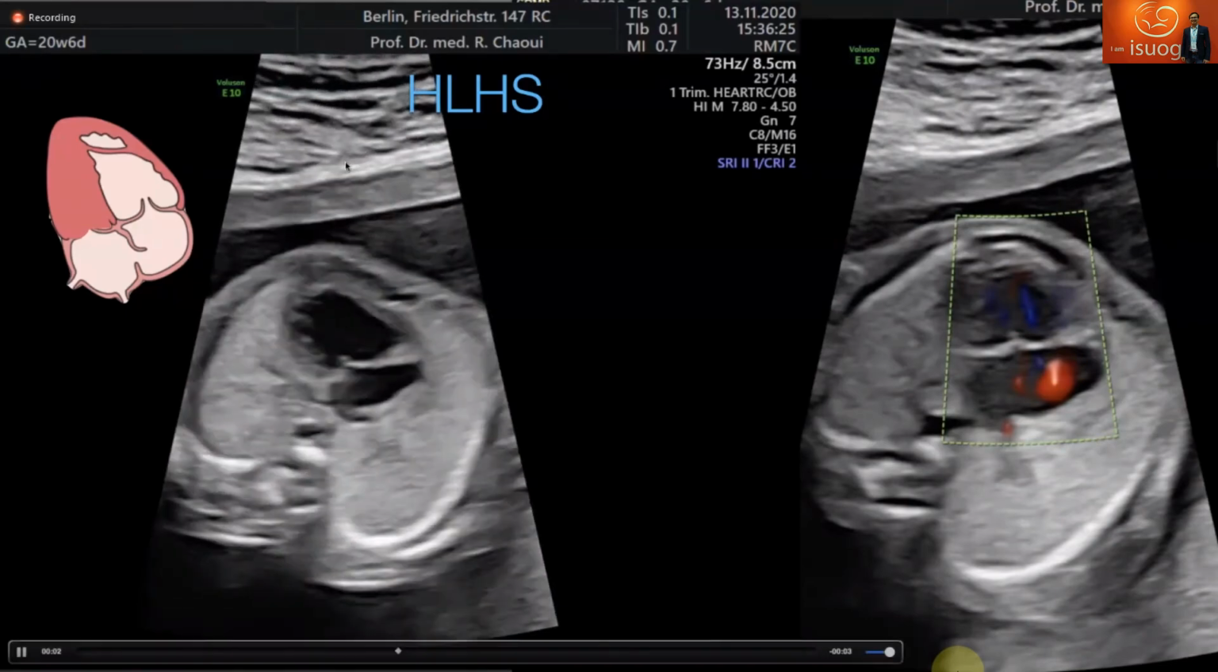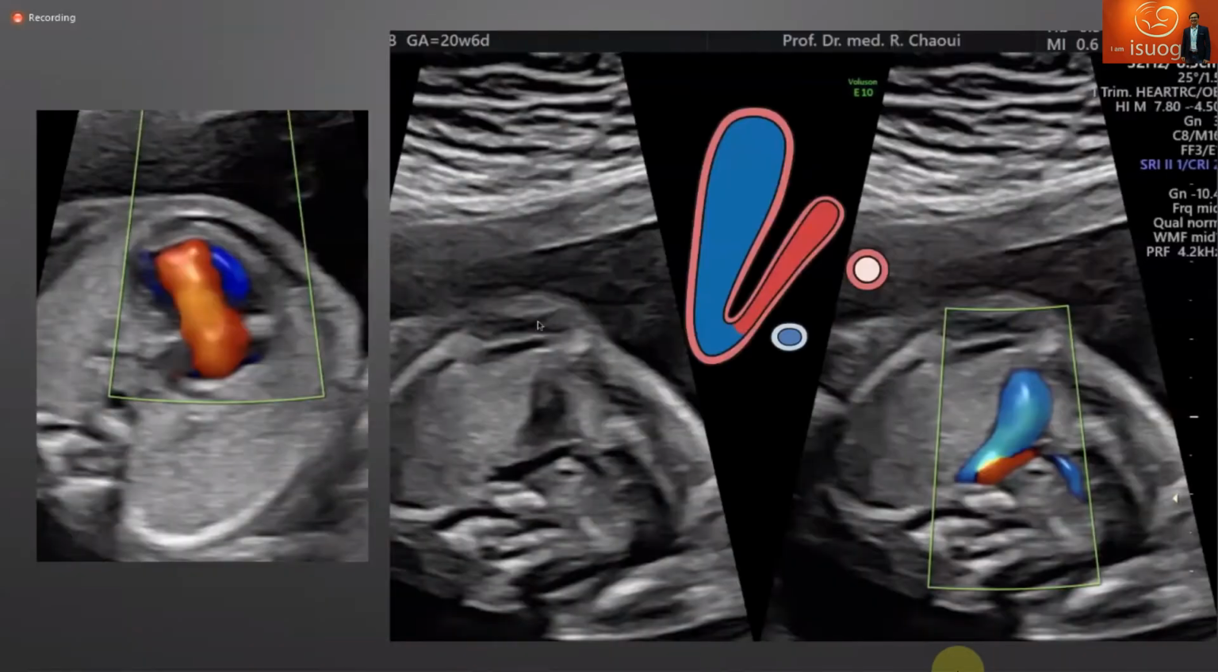So how do we confirm the diagnosis? Get to the 3-vessel trachea view, and what you see here is the reverse flow in the aorta, exactly what you know from hypoplastic left heart syndrome.